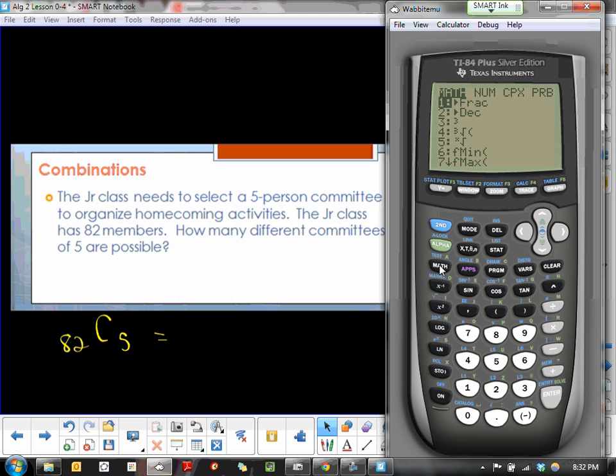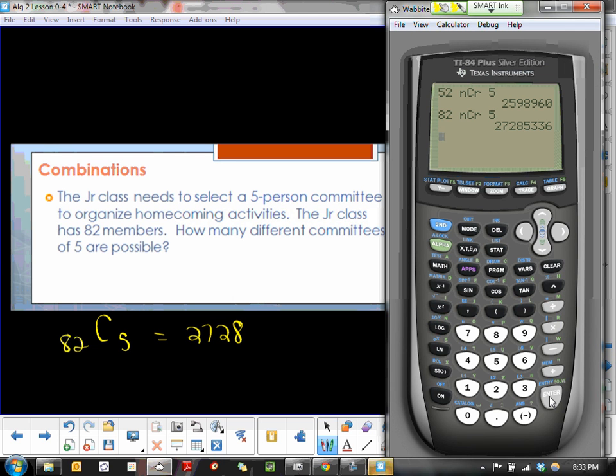Since it's a probability and it's a combination, we're going to choose our nCr, and then you're going to go 5, enter. And now we can record our number, 27,285,336 ways of choosing a 5-person committee from a group of 82 people.